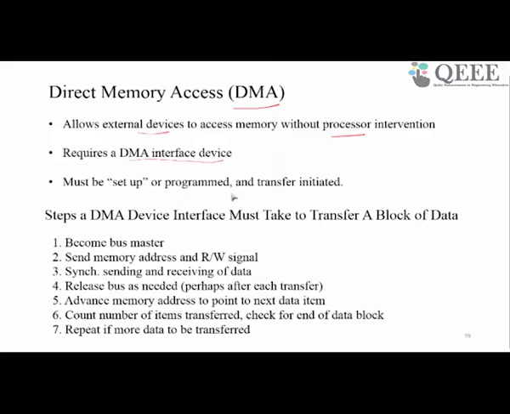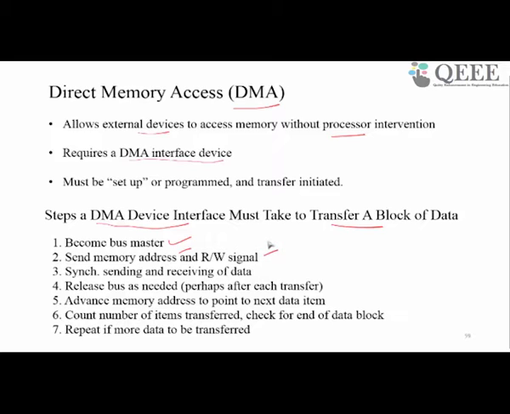It must be set up and programmed, and the transfer is initiated. Usually the CPU sets up the DMA controller, telling it what transfer has to take place. The steps the DMA controller might take to transfer a block are as follows. It becomes the bus master. It asks the CPU to relinquish the bus by using a signal called hold, and on getting the hold acknowledgement, it takes the bus, then sends the memory address and read or write control signal.